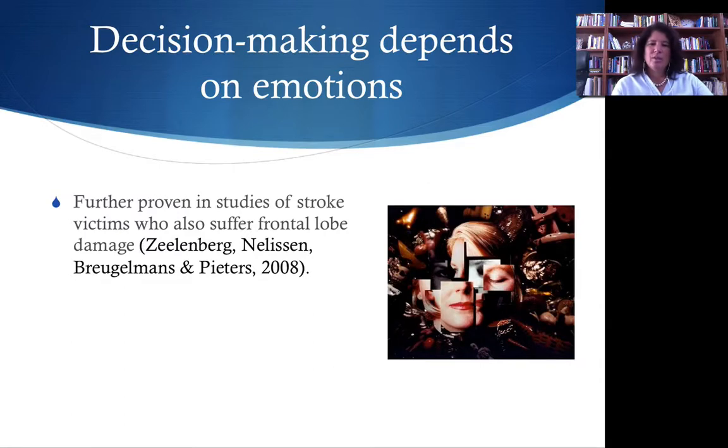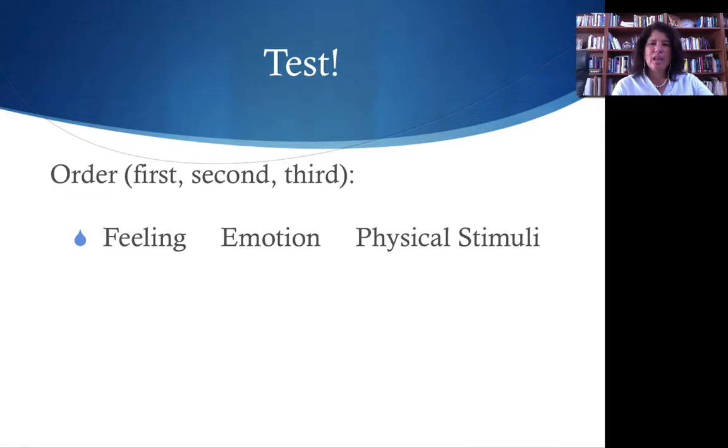Another example of this, as I mentioned, is that there are several documented studies of people who've had similar areas of the brain damaged as Phineas Gage, and they show the same kinds of difficulties and problems. So let's stop here for a second and think about these questions. What happens first? Do you have emotions first? Do you have feelings first? Do you have physical stimuli first? Put these in order. What happens first? First, second, and third.